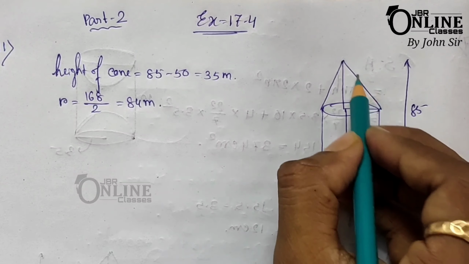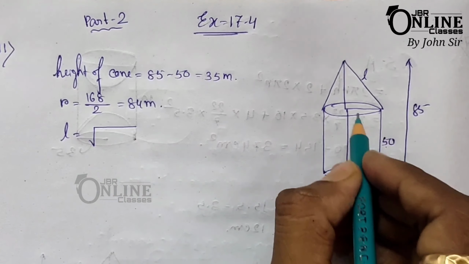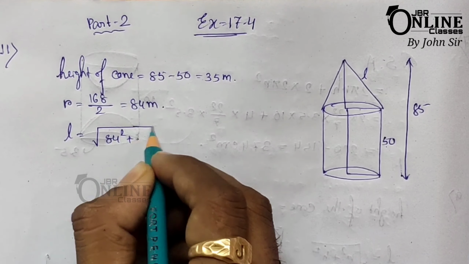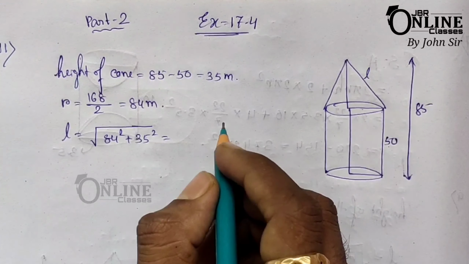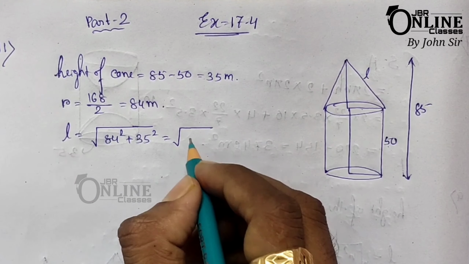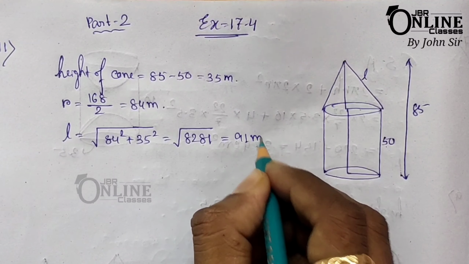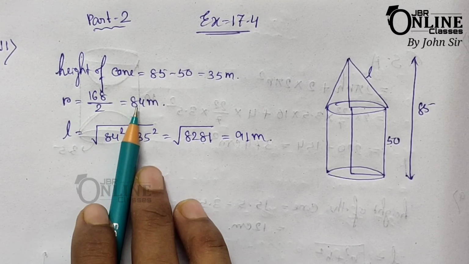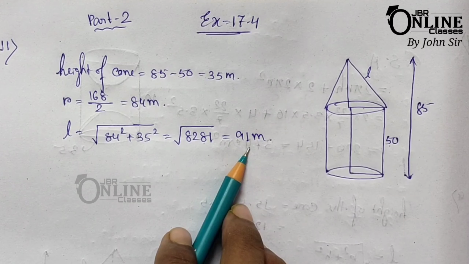Now next thing, you have to find out the slant height. To find out the slant height, L equals root over r square plus h square. R square means 84 square, and h square means 35 square. So from here you will get root over 8281, and that equals 91 meter. So radius equals 84 and slant height equals 91 meter.